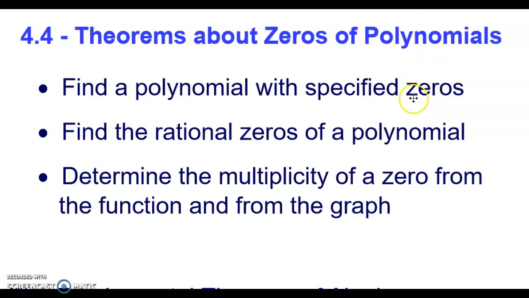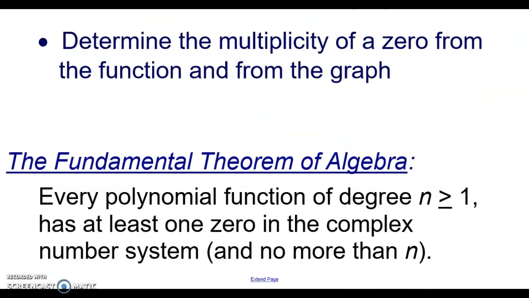All right, before we look at some specific examples, there is a theorem we want to talk about that's called the fundamental theorem of algebra. That says that every polynomial function of degree n greater than or equal to 1, in other words, there's at least an x in the function, can be x by itself, an x squared, x to the third, etc., has at least one zero in the complex number system. I added the parentheses there, and no more than n.